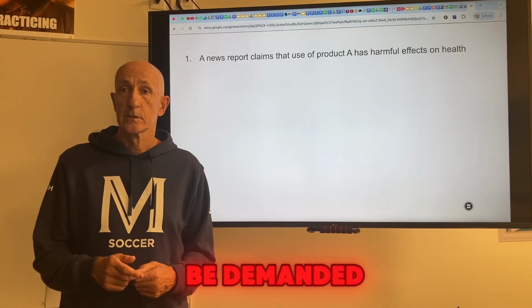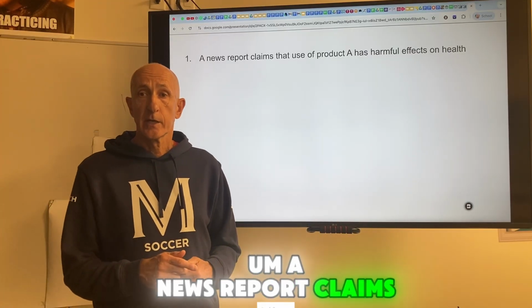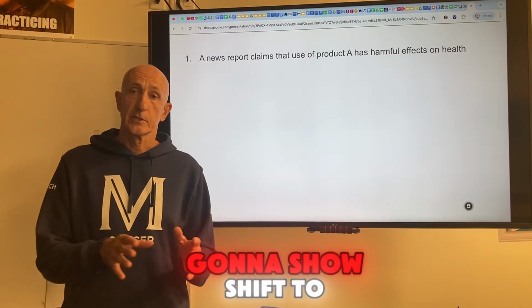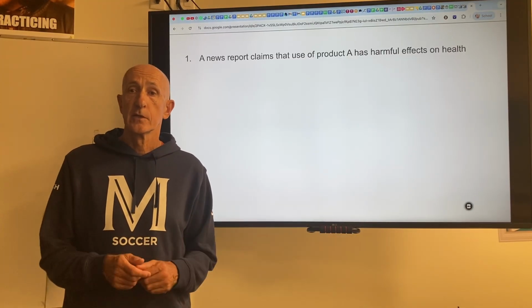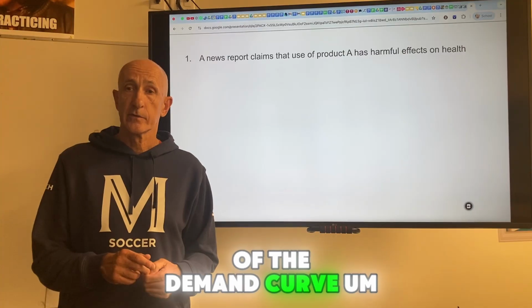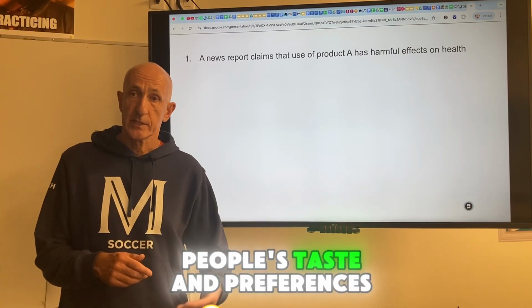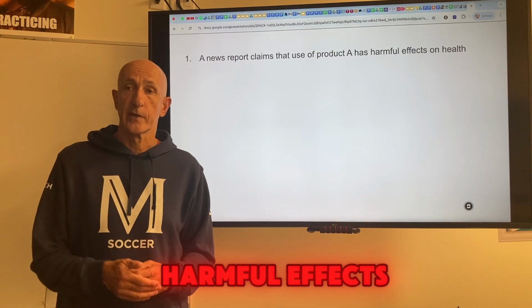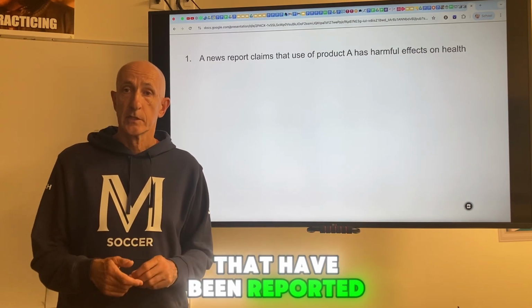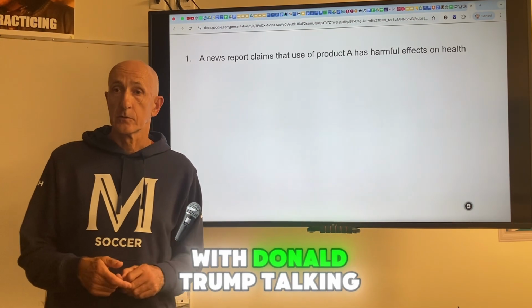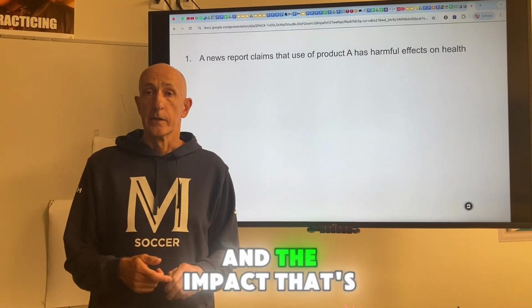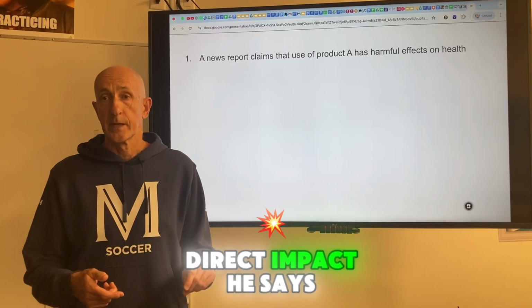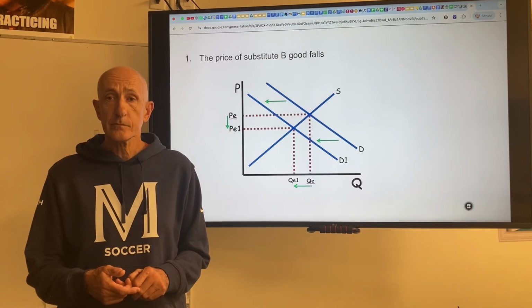A news report claims that the use of product A has harmful effects on health. This one is going to show a shift to the left of the demand curve. People's tastes and preferences, people move away from this sort of product because of the harmful effects that have been reported. We've seen that recently with Donald Trump talking about Tylenol and the direct impact he says it has on autism.